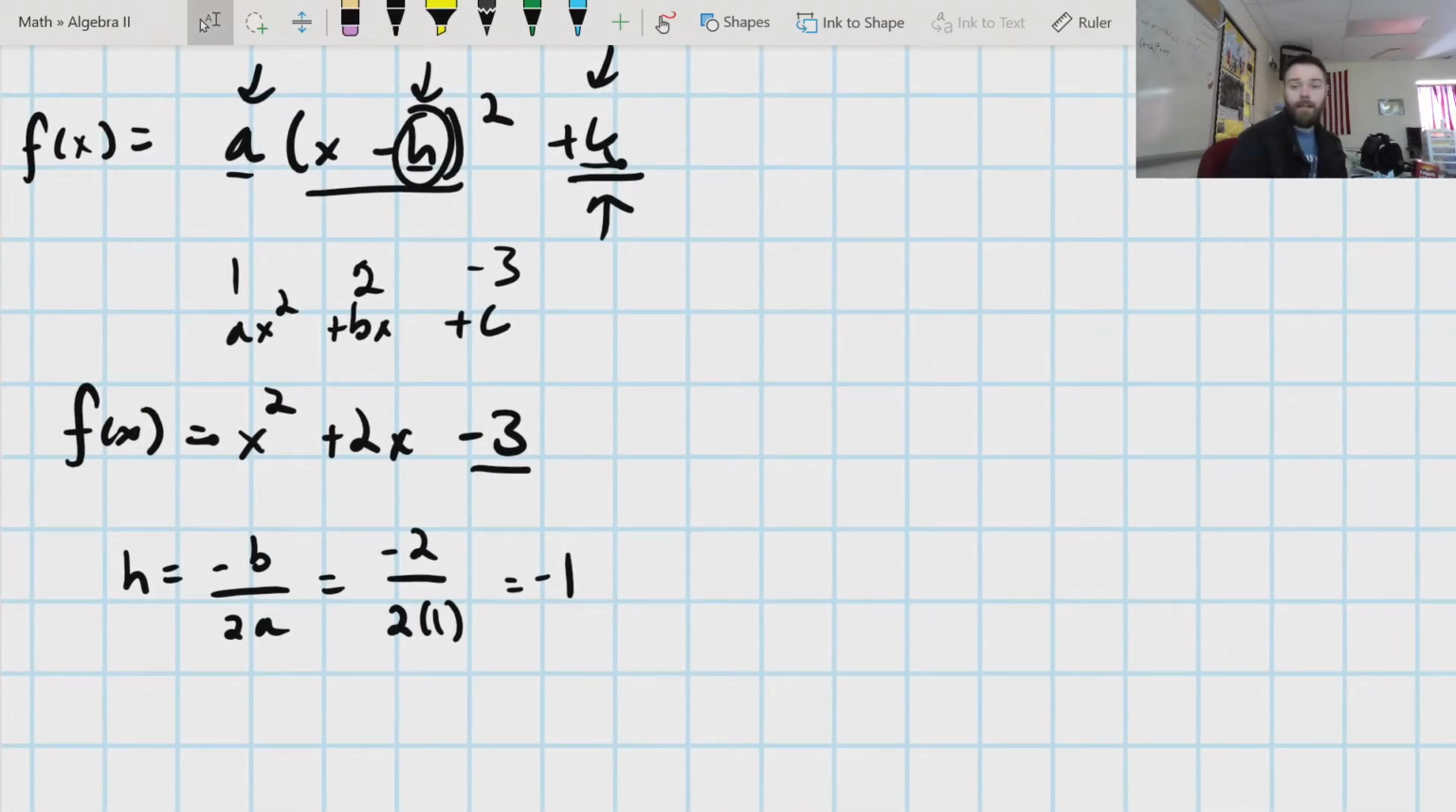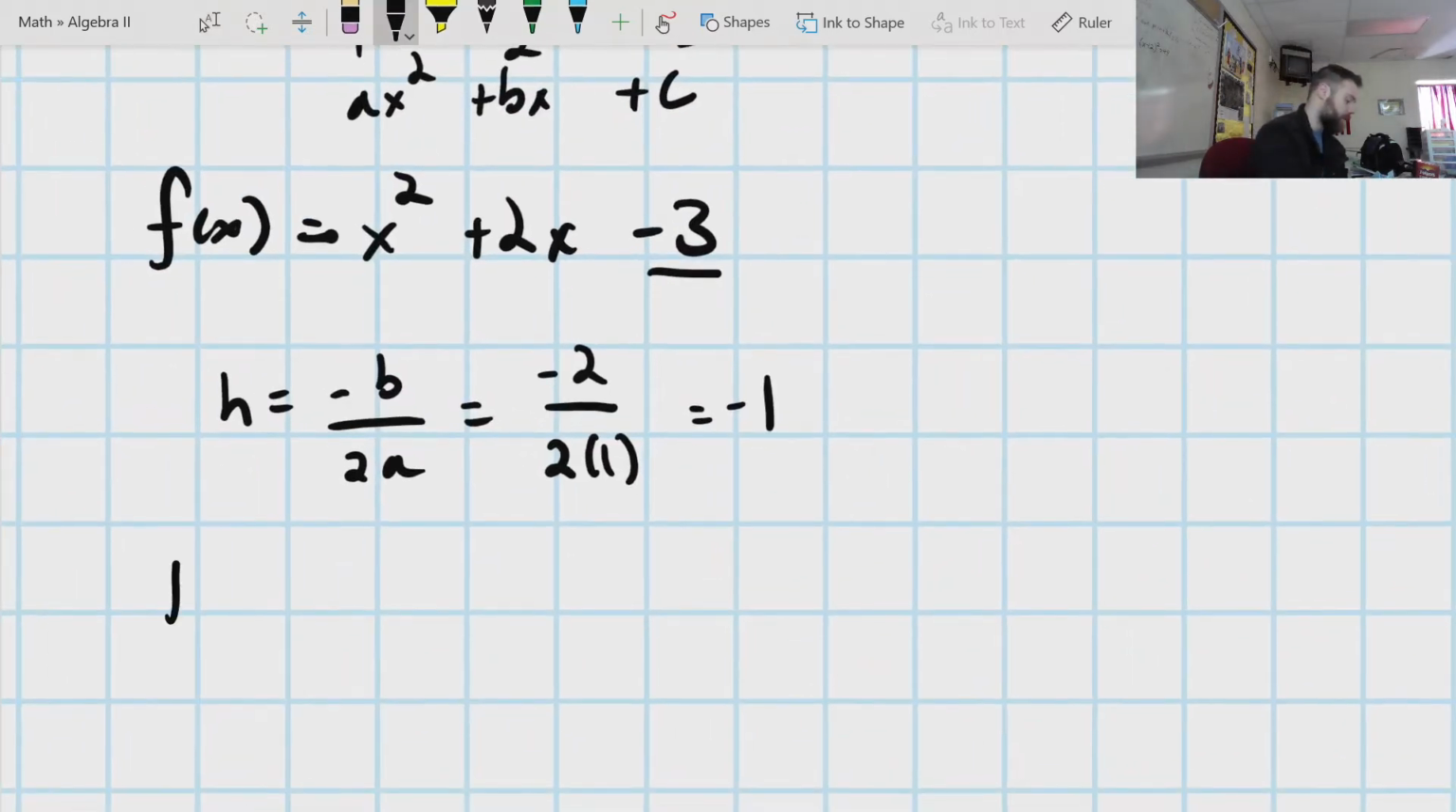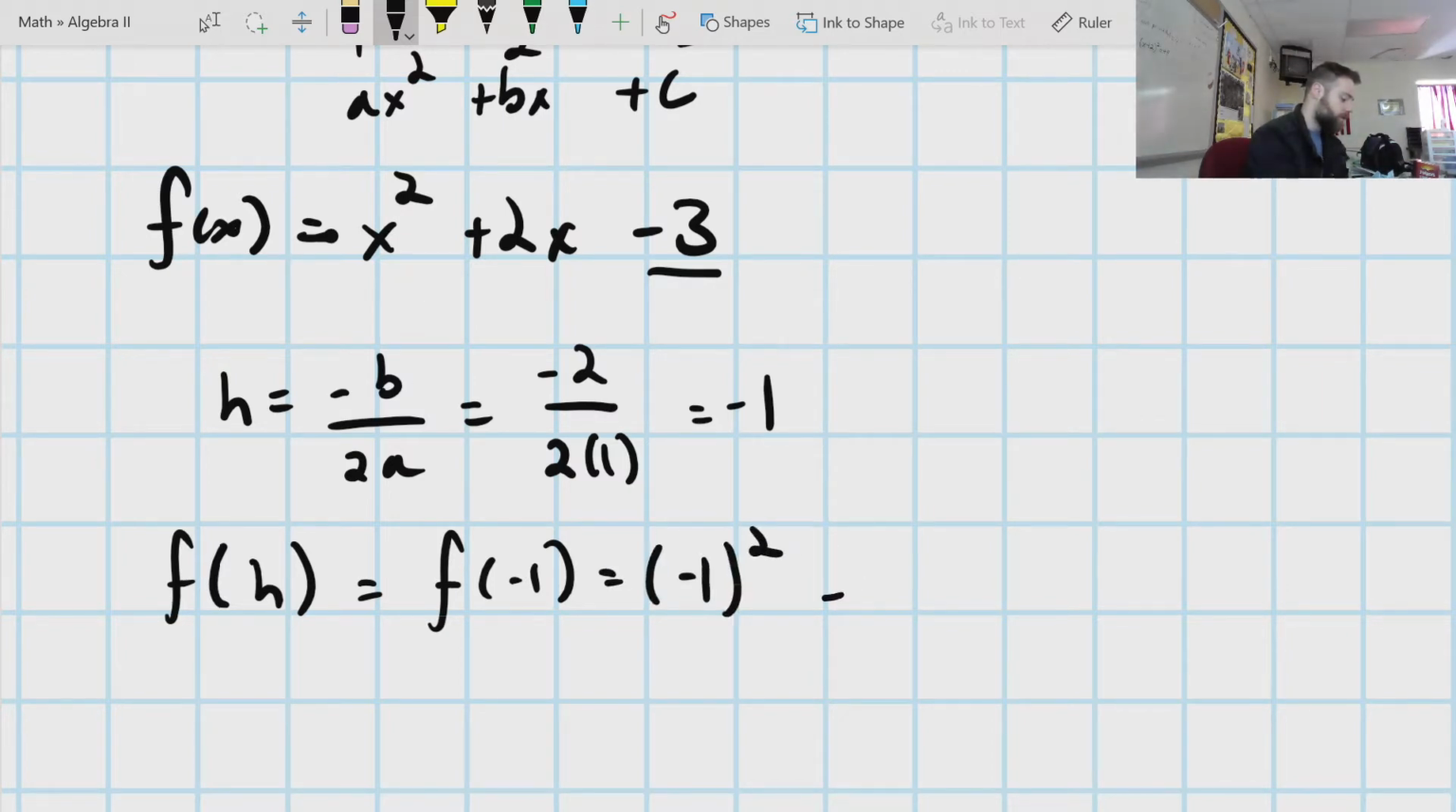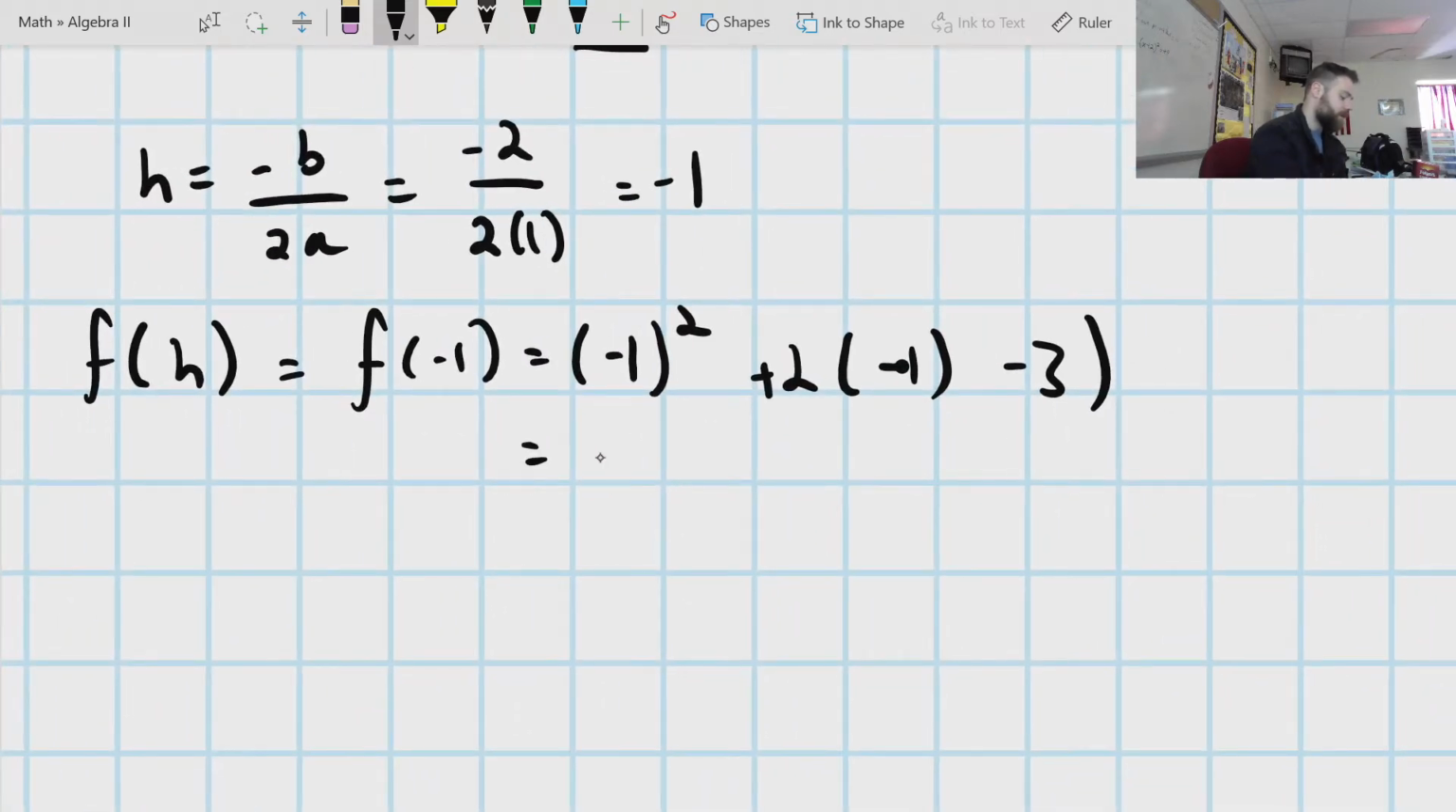So I've got h, which is negative 1. And to find k, you're going to plug it back into the original function. So in other words, you're going to calculate f of h, which is the same thing as f of negative 1 in this case. So if I plug negative 1 in, I'm going to get negative 1 squared plus 2 times negative 1 minus 3. So negative 1 squared is positive 1. 2 times negative 1 is negative 2 minus 3. So I've got 1 minus 2 is negative 1 minus 3, and then I've got negative 4. Okay? So this tells me where it's shifting.